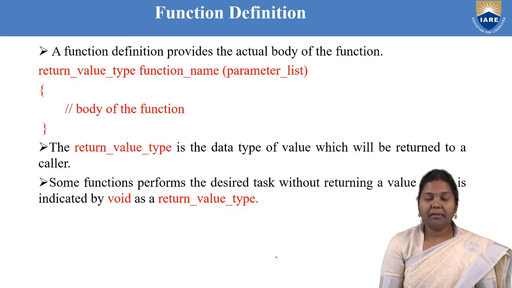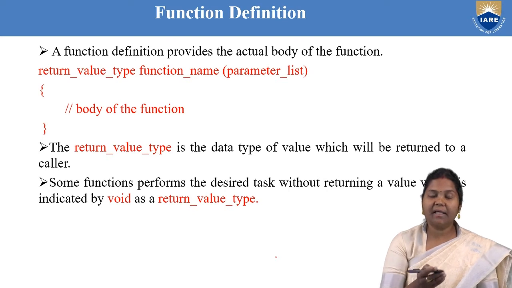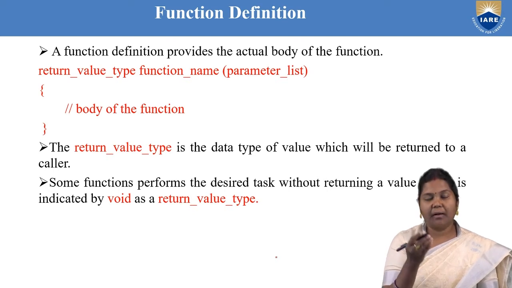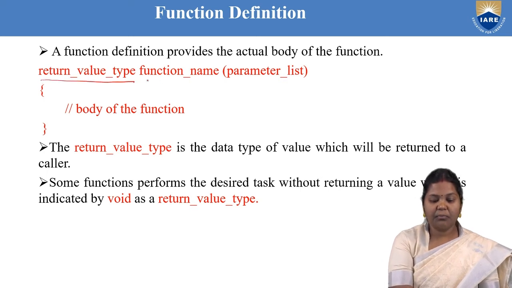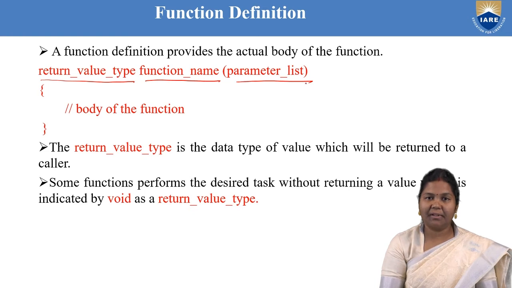The third aspect, or the third element of the user-defined function, is called function definition. That means how to write down the definition of the function. The function definition provides actually the body of the function also. So we have to follow the same prototype which we have defined earlier. The prototype already contains the return data type followed by the function name and the list of parameters. So whenever you define the function, you have to keep that information the same: what is the name of the function, what are the parameters and what is the return data type.